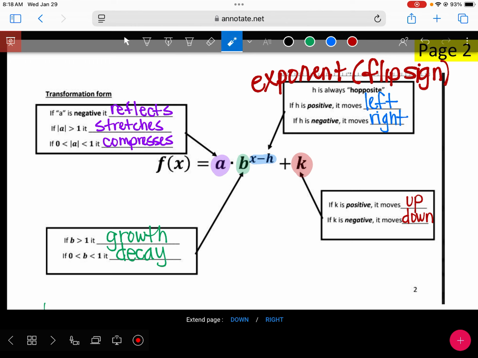We'll talk more about this today and tomorrow, but just know that if the base is bigger than 1, that means it's going to grow. If it's between 0 and 1, that means it will decay. Today, we're only going to do exponential growth.